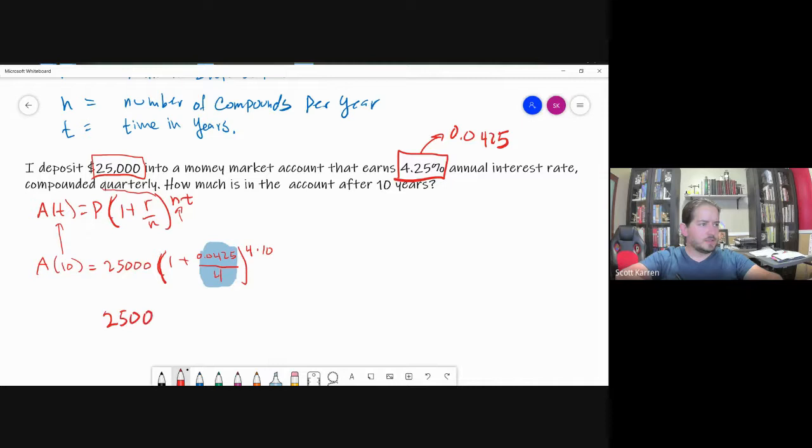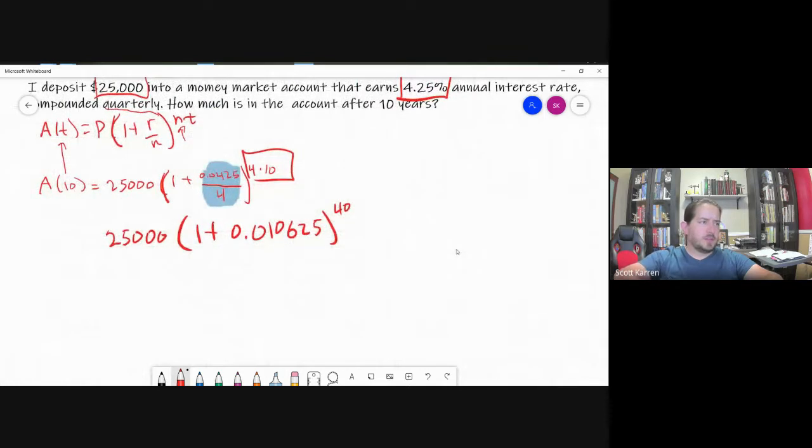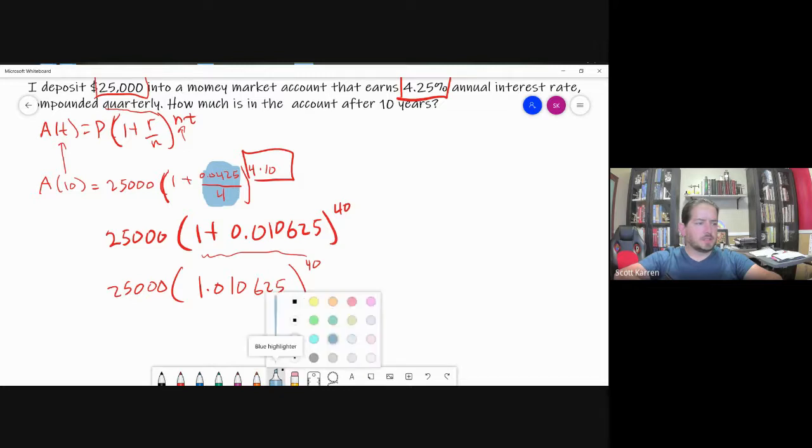25,000 still, multiplied by 1 plus, and this division ended up being 0.010625. I can do this as well. 4 times 10, that's 40. The combination here is easy. It's 25,000 multiplied by 1.010625 to the 40, right? And then this calculation here is definitely a calculator thing. This number raised to the 40th power, right?